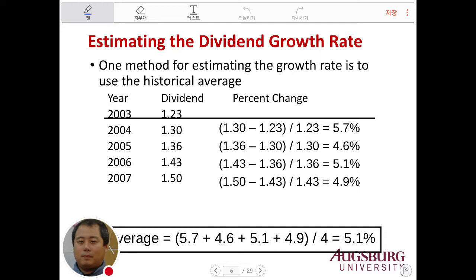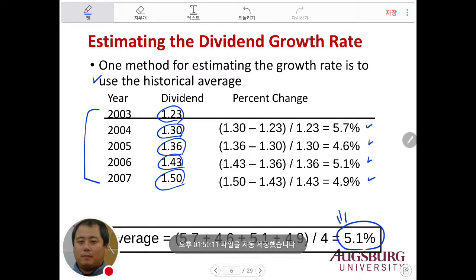So the issue here is how to calculate the dividend growth rate. Now one method is just using the historical average. So for example, we have 5-year data here, and this is the dividend data for each year. And as you know, dividends usually do not really grow at a constant rate, but we assume that the average for the last 5 years may be a reasonable estimate of the constant growth rate. So each year you calculate the growth rate and then take the average. It's going to be 5.1%, and we can use this as a constant growth rate. That's one way.